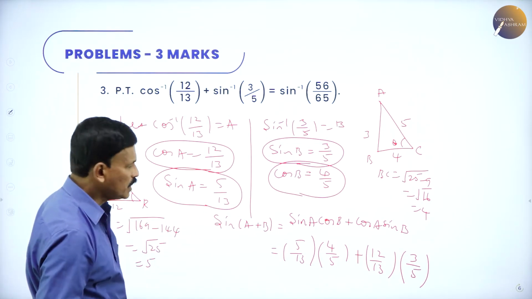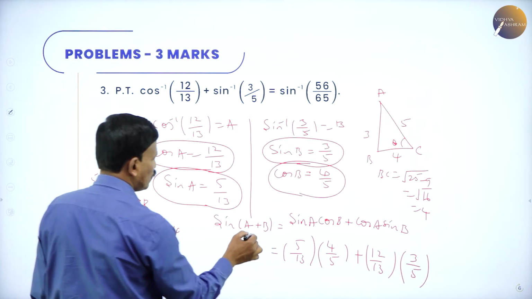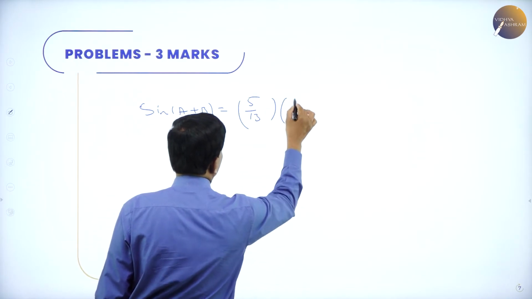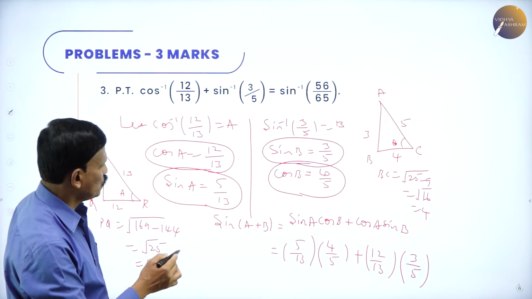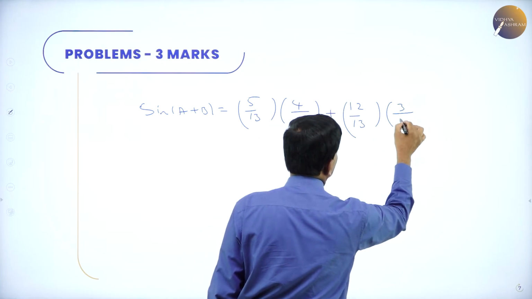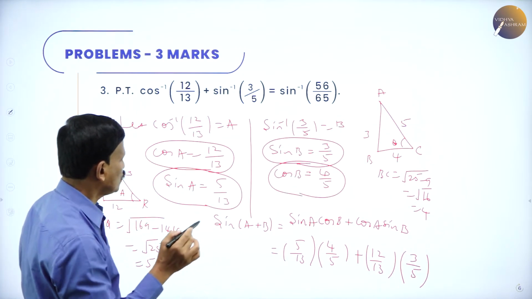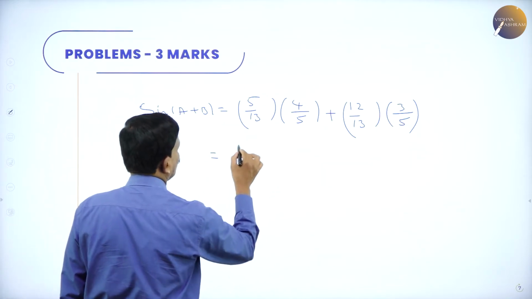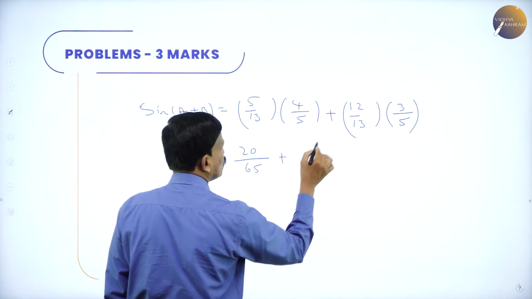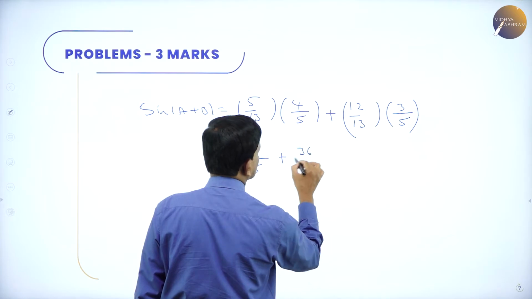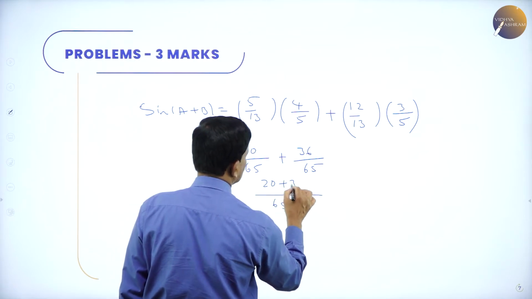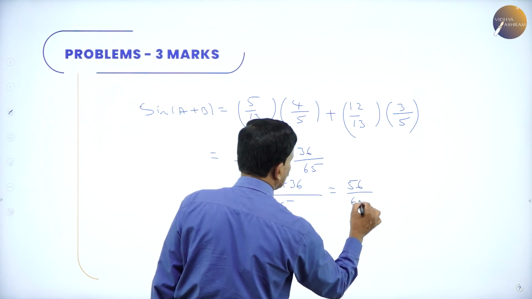Okay. So, I will go to the next page. Sin A plus B is equal to 5 by 13 into 4 by 5 plus 12 by 13 into 3 by 5. Okay. Now, simplify this. 5 4s are 20, 13 5s are 65, plus 12 3s are 36 divided by 65. Take LCM, 65 is LCM. 20 plus 36 is equal to 56 divided by 65.